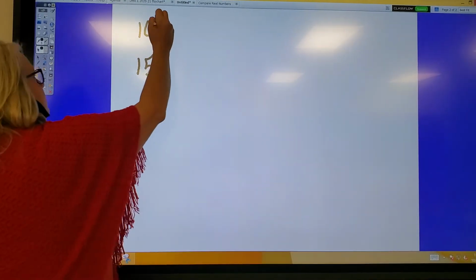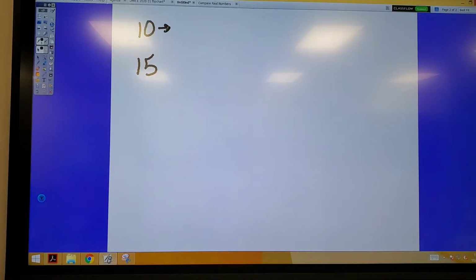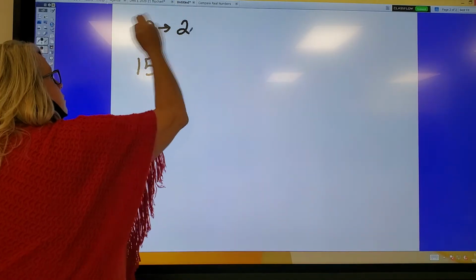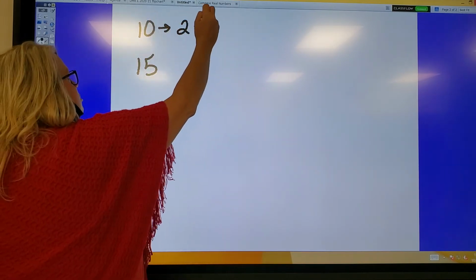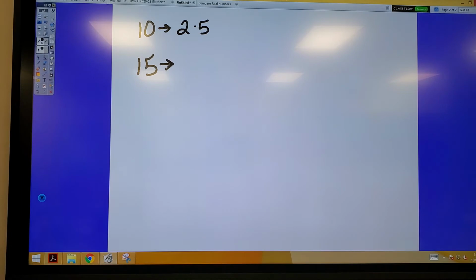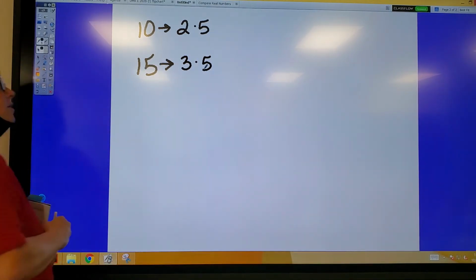Just like what we were doing the other day when I was saying writing the prime factorization, if you feel more comfortable doing the factor trees for each of the numbers, then fine. But if you're okay with just writing it out, then that's good too. So for 10, I know I can divide it by 2. So then that would leave me with 5. So 2 times 5 would be the prime factorization. 15, I can divide it by 3. And that would be 3 times 5.